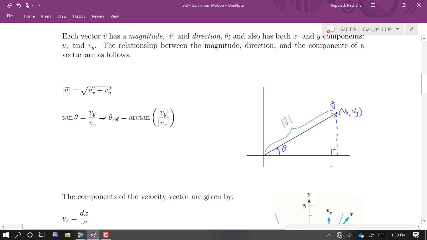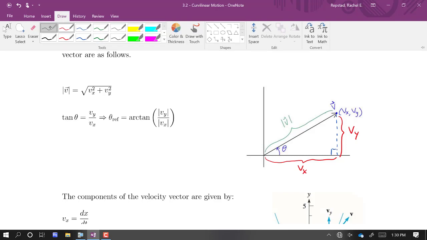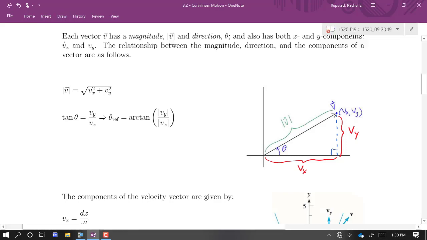So if I knew what those components were, the coordinates of that point, well, the length along the bottom has to be the same as the x component, and this vertical length has to be the same as the y component. And we have a nice right triangle, so maybe we're not surprised to see this formula here that tells us the magnitude is the square root of the sum of the squares. That's just Pythagoras, right? Pythagoras tells us that Vx squared plus Vy squared is the square of the magnitude.